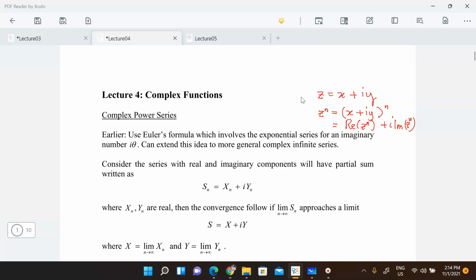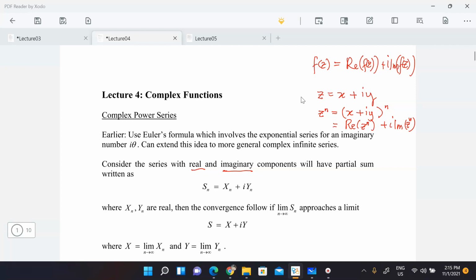So in other words, let's have f of z, then there will be a real part of f of z and an imaginary part of f of z. If it's a power series, then you have all these terms coming in. So what we need to think about is this series with real and imaginary components, and you can do a partial sum of each of those components. The real components will have a partial sum and the imaginary components will have a partial sum.